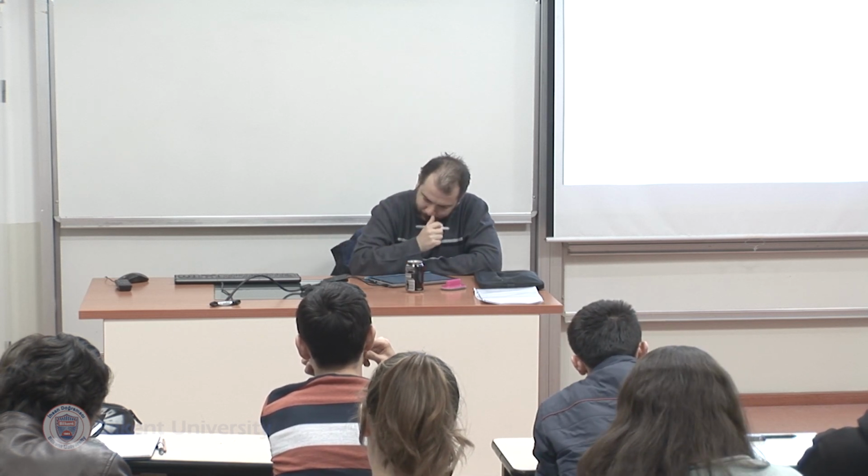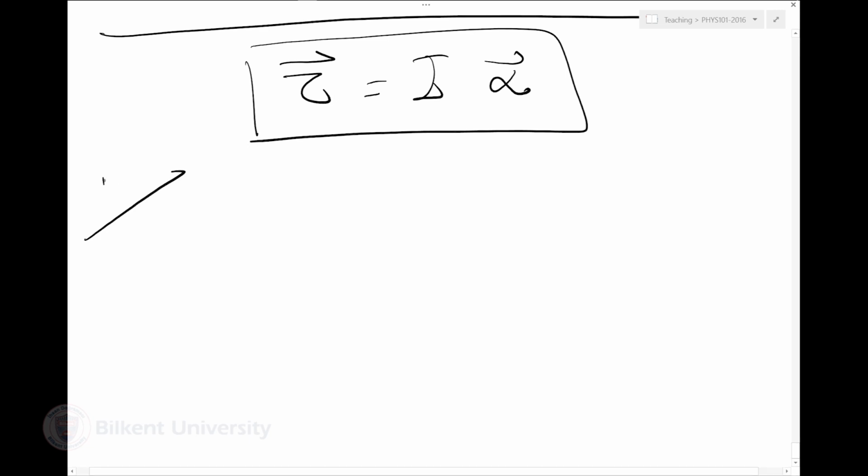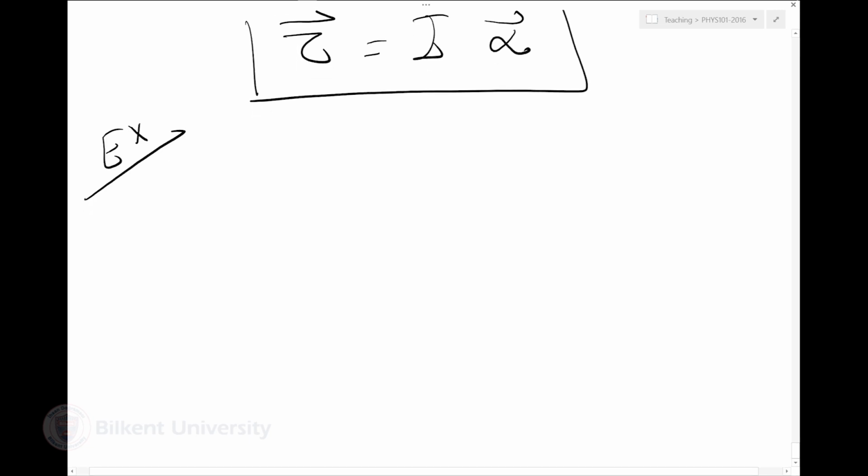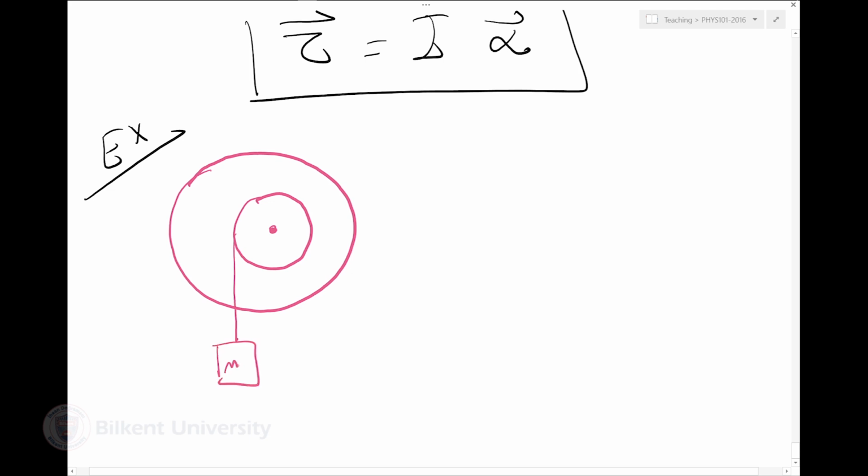So let's solve an example. Let's solve the example we were looking at the start. I had a wheel where there was M1 and M2. Now I'll tell you that the wheel has some moment of inertia.